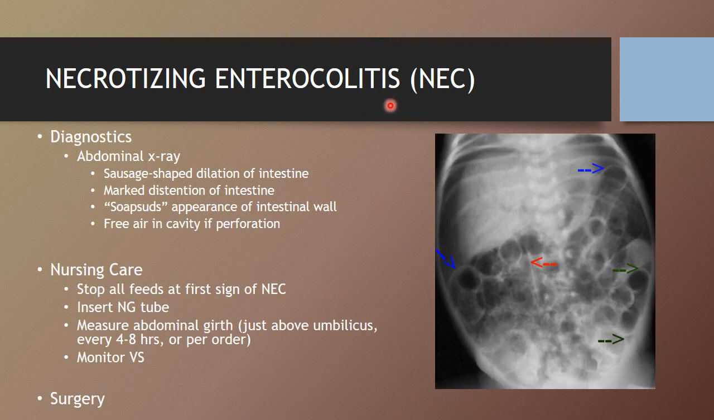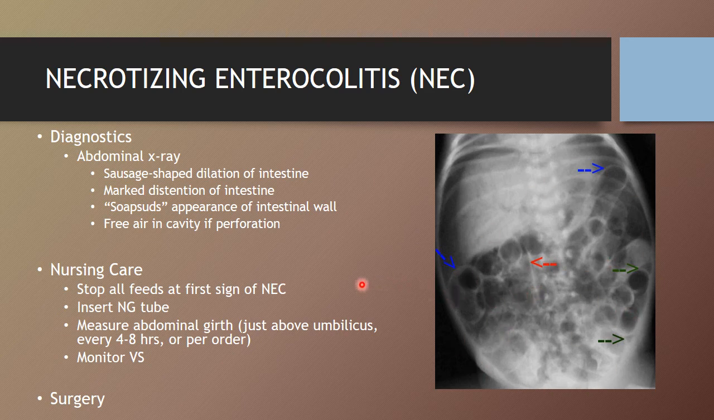Diagnostics: abdominal x-ray. This is exactly what it looks like. Sausage-shaped dilation of the intestine. You can see how thick it looks in here. Marked distension of the intestine. Soap suds appear in the intestinal wall. You can see this because there's air if it's perforated and air is getting up in there. And then free air in the cavity of perforation. Well, that's what I was talking about. Same type of thing. So you can see all the little areas they're pointing to. This is exactly what it looks like.